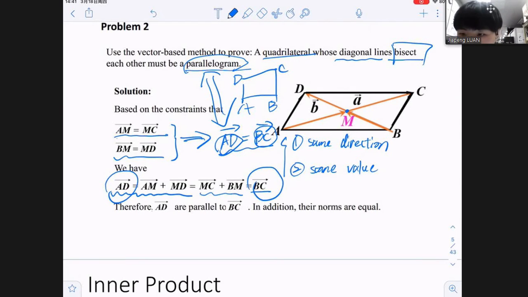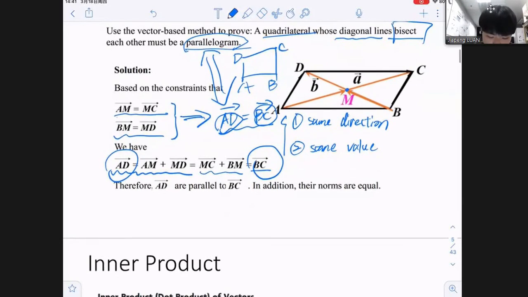So if in the exam they want you to prove something is a parallelogram, you just need to prove AD equals BC or DC equals AB. It's the same thing, right?